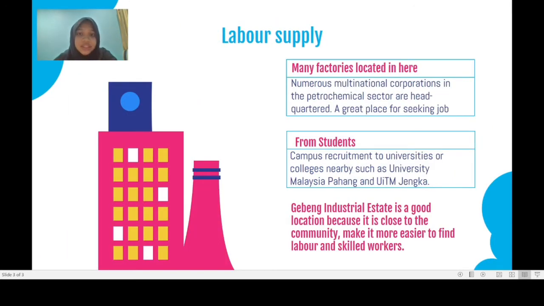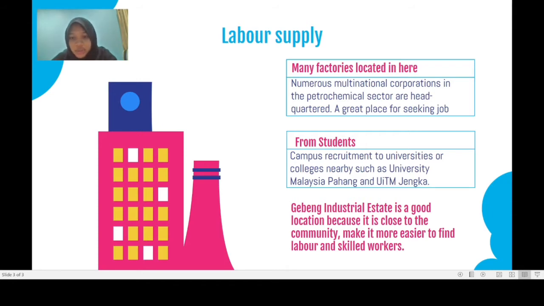Next factor is labor supply. The plant should be located in an environment where sufficient labor supply is available. In Gebeng, there are many factories located here. Numerous multinational corporations in the petrochemical sector are headquartered here. As a result, many people from outside Gebeng come here seeking a job. There are many job opportunities available here in Gebeng.